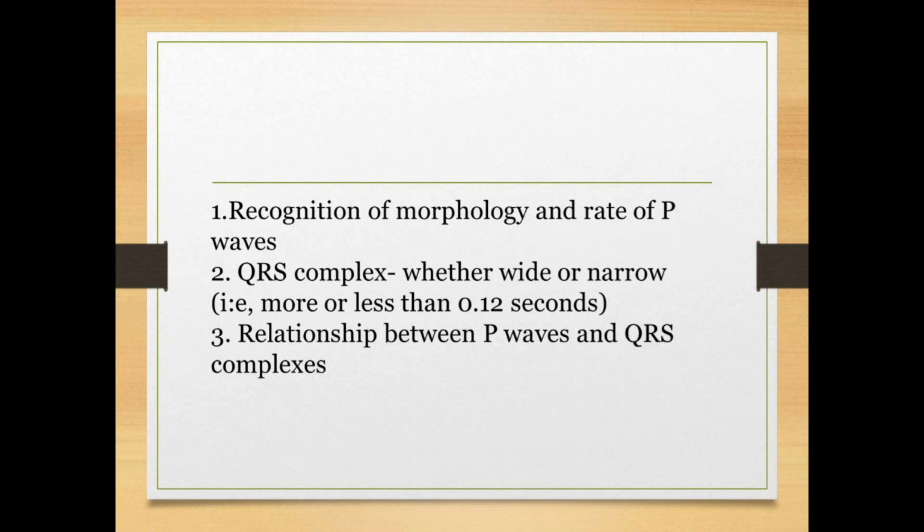How does the P wave look? QRS, whether it's wide or narrow. For that, it should be whether it is more than 0.12 seconds. So it will be more or less than 3 small boxes, the QRS complex. And the relationship between the P and the QRS complexes.